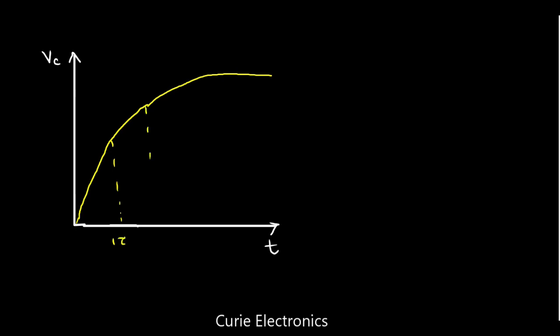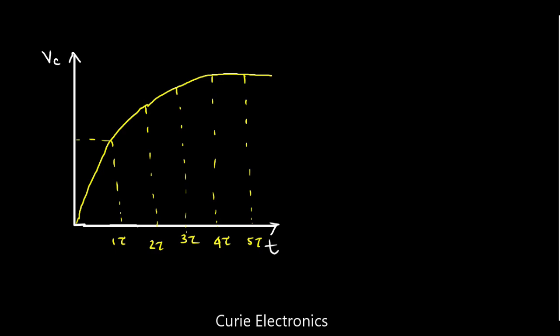1 tau, that is the first time period. What is the second time period? 2 tau. Then we have 3 tau. Next is 4 tau. And the last one is up to 5 time periods, which is sufficient. 5 tau. Because in all practical applications we consider the capacitor fully charged at 5 time constants. Ideally it is not so. Ideally it needs infinite time.